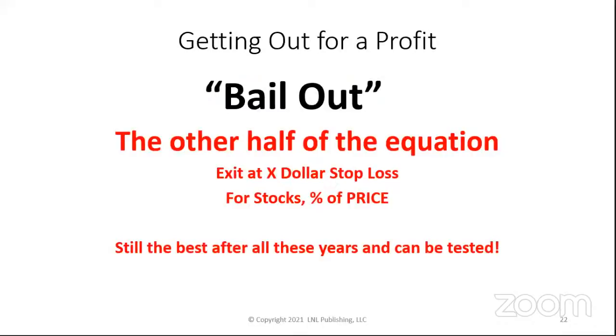Okay, so bailout is the other half of the equation. So it's really this. We're going to exit at an X dollar stop loss. For stocks, though, we're going to use a percentage price because, as I pointed out, they back adjust all these stocks. So at one point, Amazon was trading for nothing by today's dollars. So if you used a dollar stop loss, it wouldn't work. So we're going to use a percentage for individual stocks. And I'll show you how we can set that up in TradeStation.